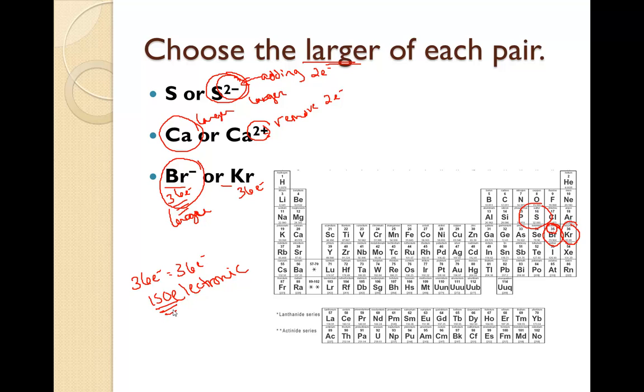But because bromine only has 35 protons, the electrons don't feel the pull towards the nucleus as much. Alright, and that is your explanation of the difference between atomic radii and ionic radii.